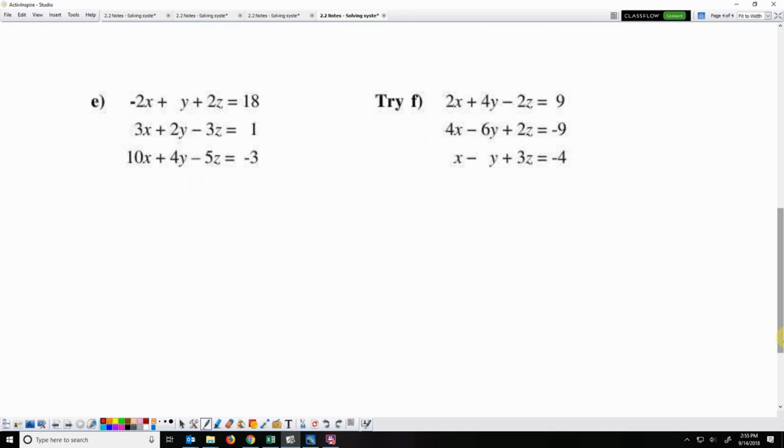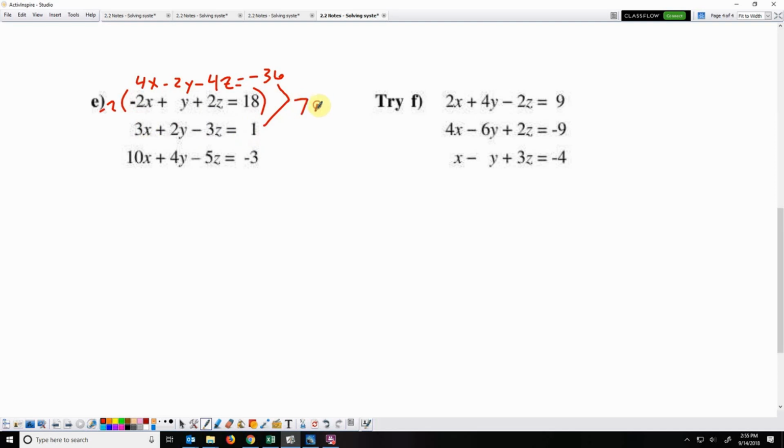All right, in the next one, looks to me like maybe eliminating the y's would be the easiest. So let's say I multiply this one by -2. And I'm just going to rewrite that above. So I've got 4x minus 2y minus 4z, and it equals -36. And I'm going to combine that with this middle equation.